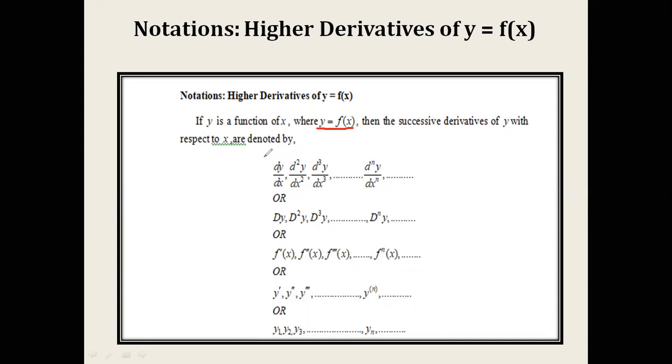In the definition we have already seen that the process of differentiating y with respect to x again and again gives the successive derivatives. These are dy by dx, which is the first order, then d2y by dx square, d3y by dx cube, and so on. Here we take the process of differentiation up to the nth power, so we get dny upon dx raised to power n.